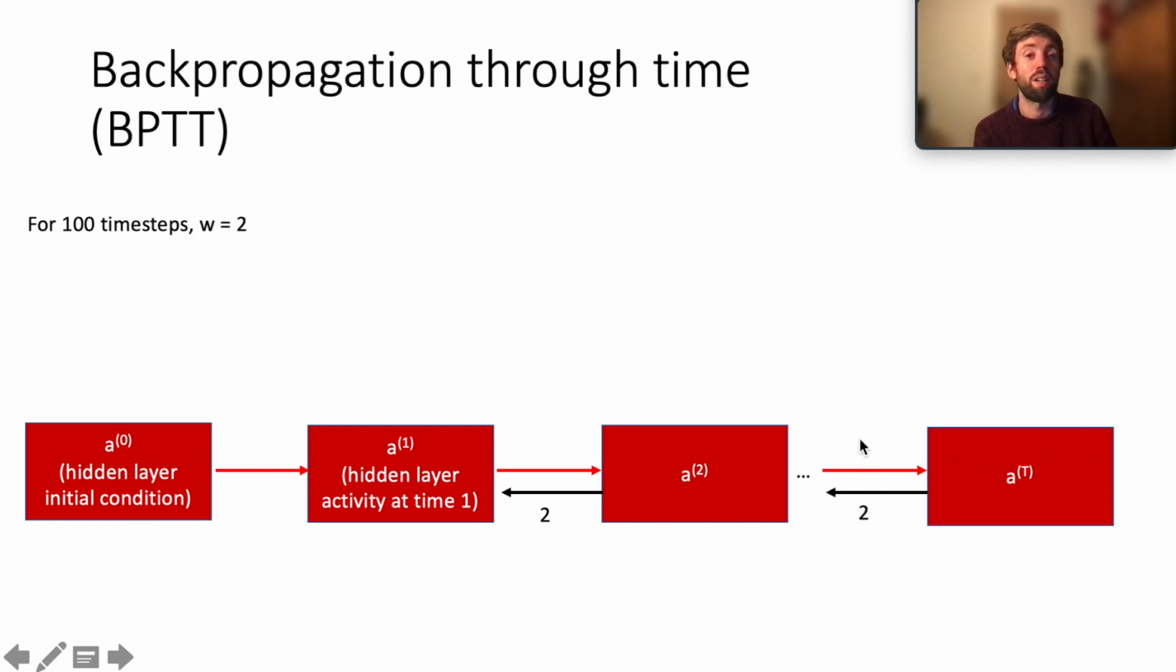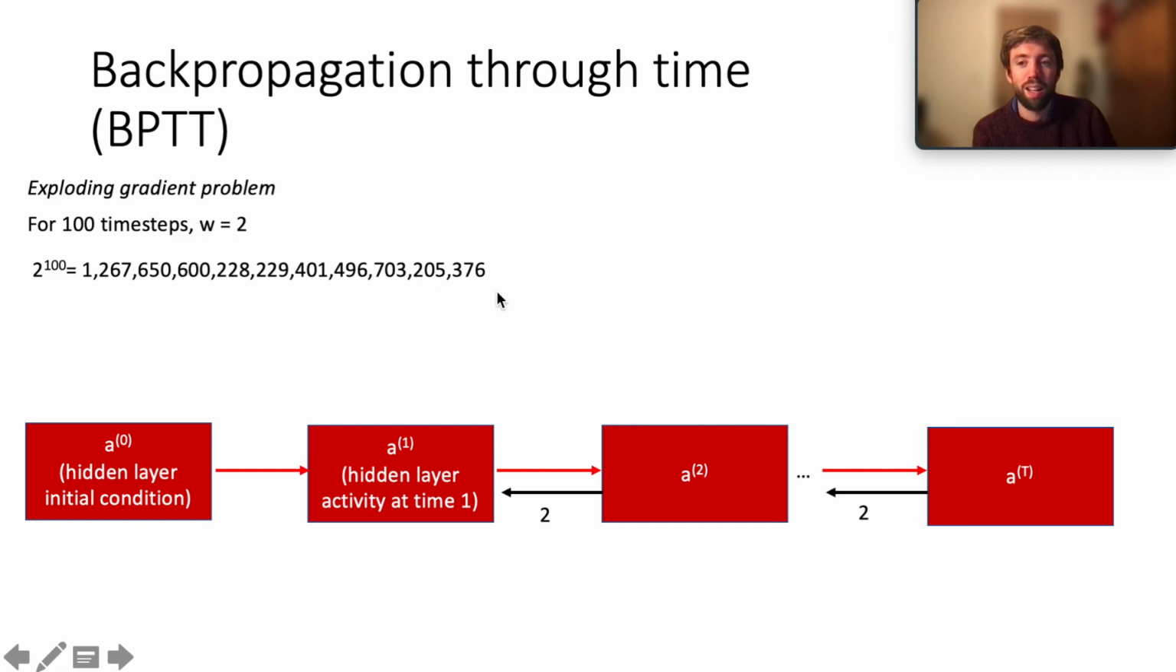So imagine that we had 100 time steps with this weight 2, then we would be multiplying all of the other terms by 2 to the 100 when we're calculating the gradient. So our estimate of the gradient at the first time step is going to be multiplied by this incredibly huge number. And this is known as the exploding gradient problem.